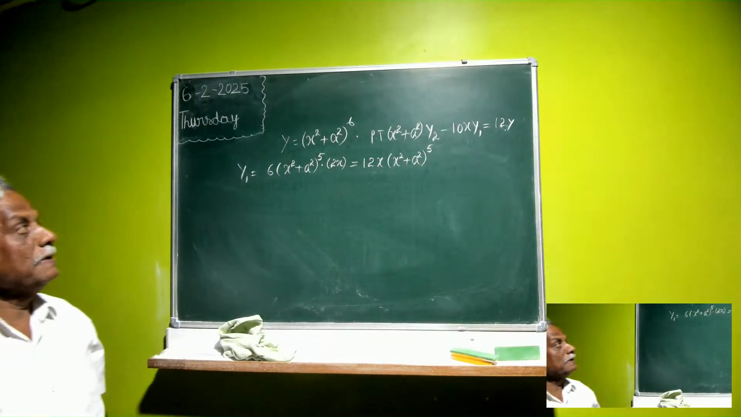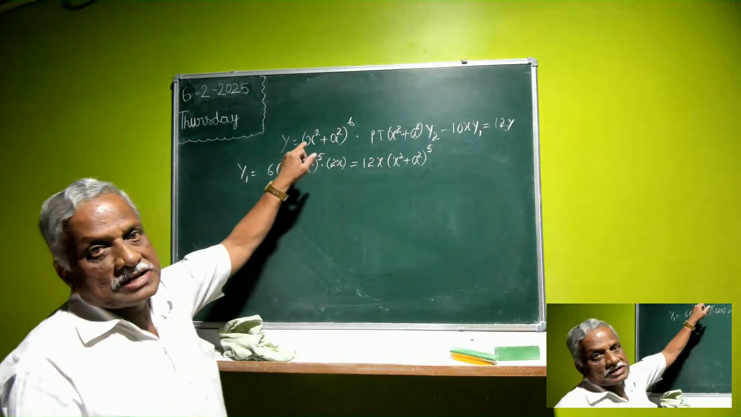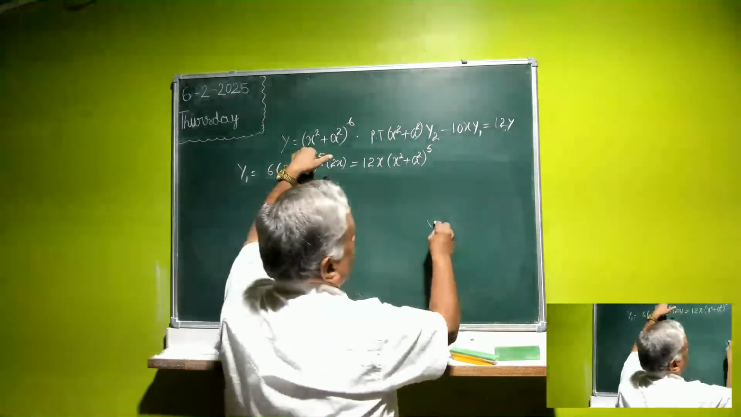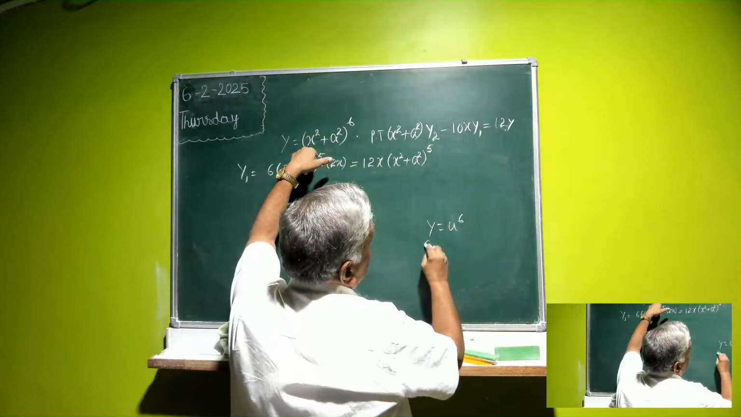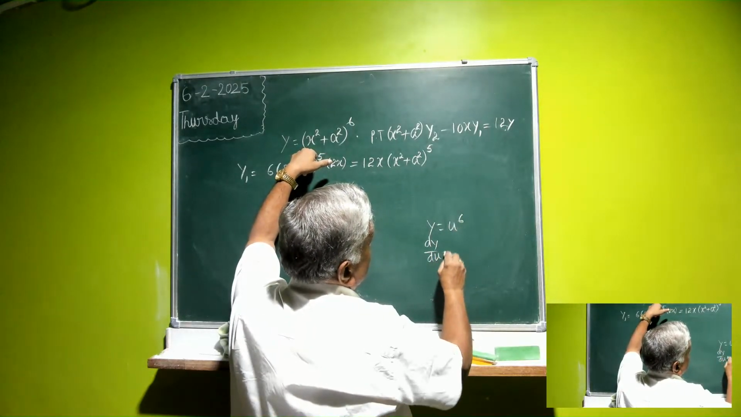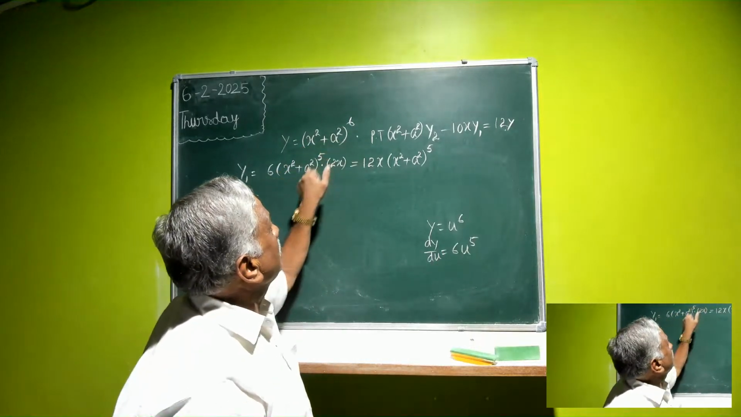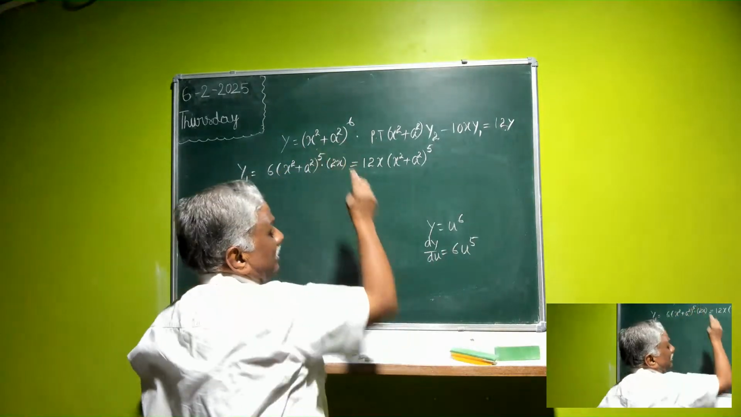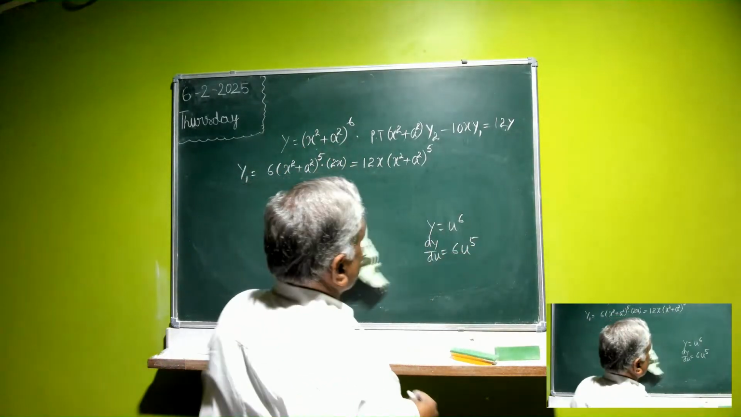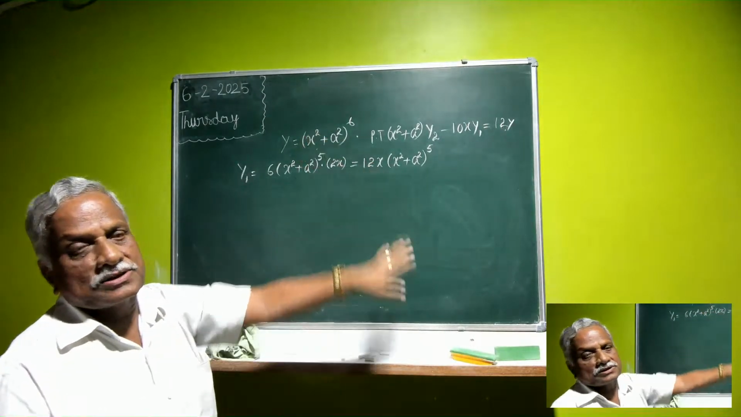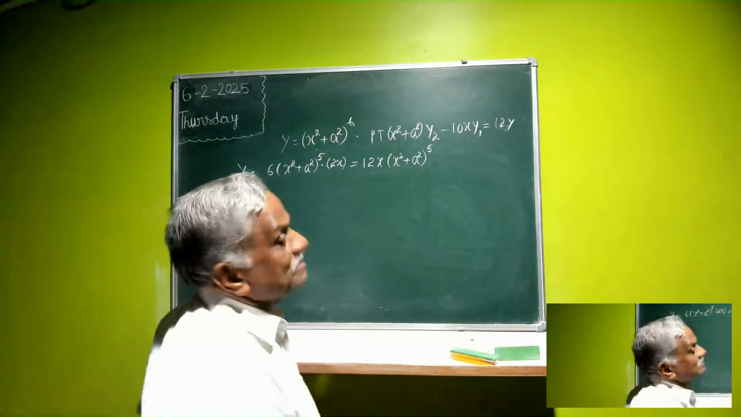I repeat what we have done. We are using chain rule for differentiation. If you have y is equal to u to the power of 6, dy by du is 6u to the power of 5. So in place of u, we have this. Then I must differentiate u, that is x square plus a square. Differentiating x square gives 2x, a square is a constant.